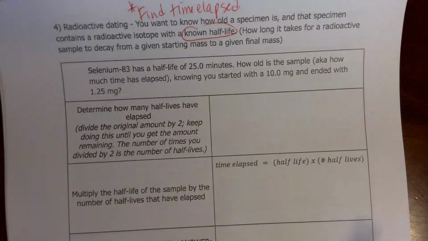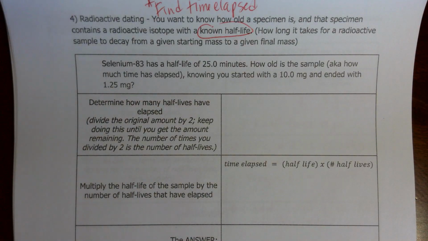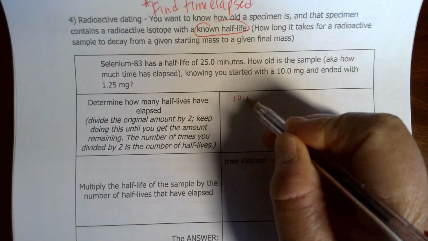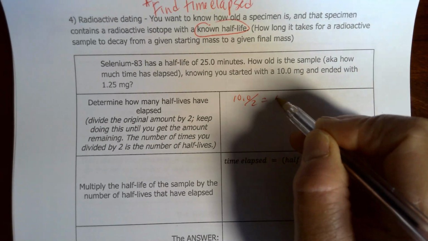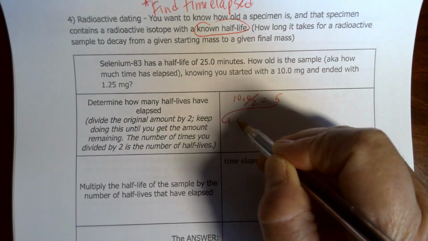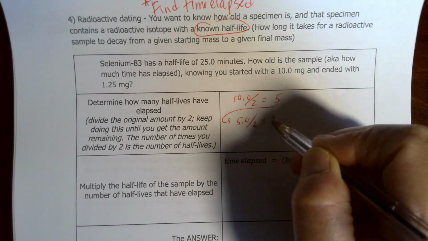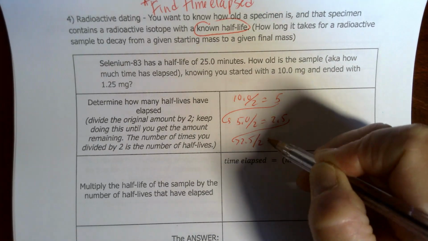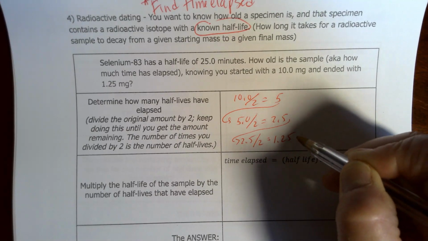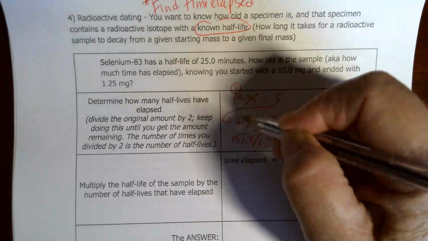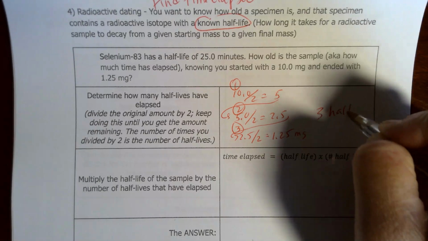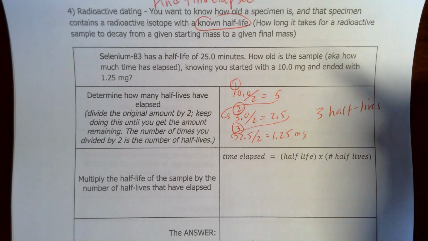Well, if we have the starting mass and final mass, we can keep dividing by 2 to figure how many times we had to cut it in half, which is effectively how many half-lives happened. So 10 milligrams, divide that by 2, we're going to get 5. 5 milligrams divided by 2 is 2.5. 2.5 divided by 2 is going to give me 1.25 milligrams, right? So that is, we cut it in half once, we cut it in half twice, we cut it in half a third time. So 3 half-lives have gone by.